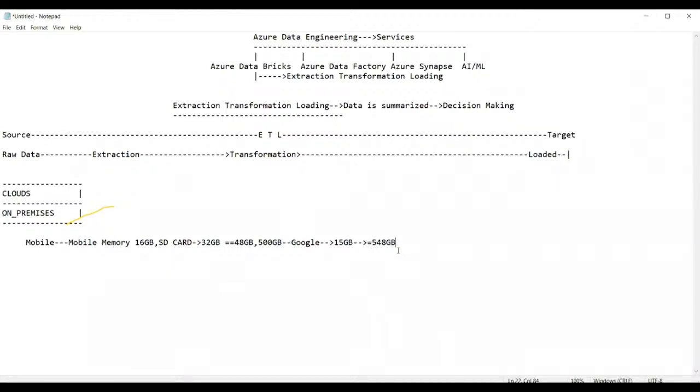Now, one fine day, I lost my mobile phone, guys. That is my query. When I lose my mobile phone, I could not trace it. So I bought a new mobile phone. Now, once you bought a new mobile phone, guys, please tell me, can you recollect this 48 GB? Can you recollect this 500 GB memory or not?